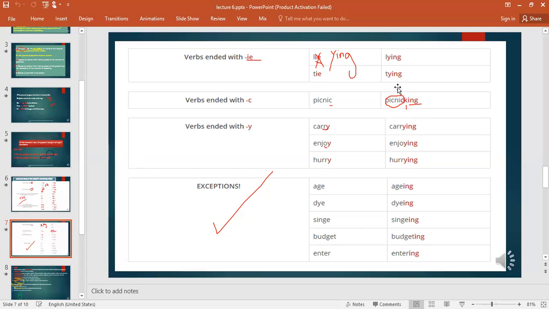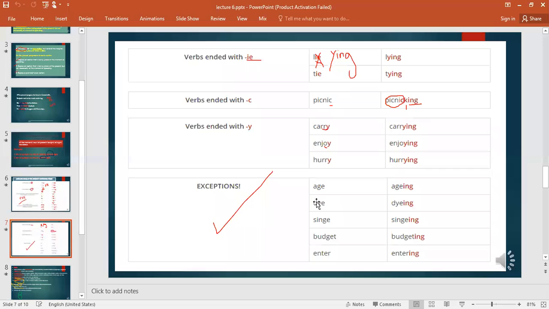Now we move to some of the exceptions, like age, die, singe, budget, and enter. These are special words, exceptions. Like age, you just add ing. They have no specific rule, no basic rule. They're just exceptions. Okay, like die, you just add ing.